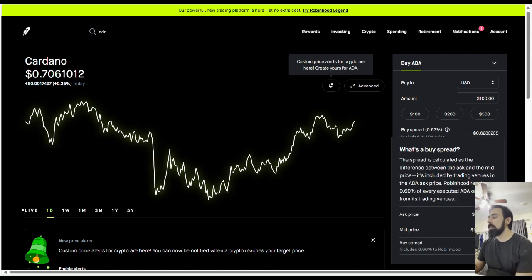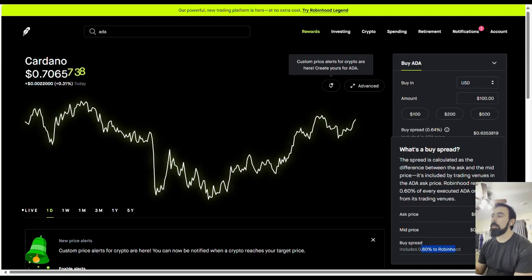Here we go. The spread is calculated as the difference between the ask and the mid price. It's included by trading venues in the ADA ask price. Robinhood receives 0.6% of every executed trade. The price includes the trade fee that goes to Robinhood. So if we see here it's 0.63, that means the spread is really only 0.03%. But there's another 0.6 going to Robinhood.